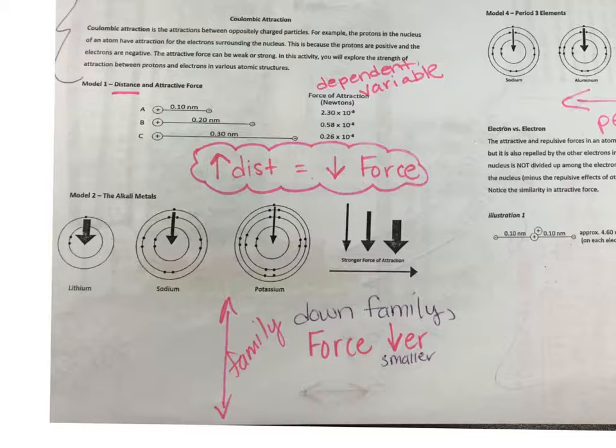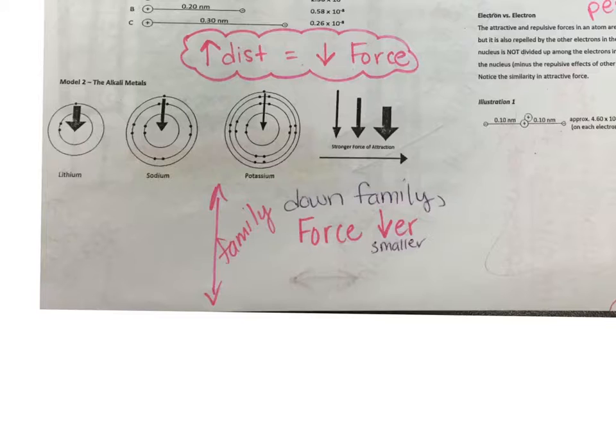Especially for this first one, the first model, where it's talking about your distance. If you hold magnets really close, they're going to try and connect. If you hold them really far away, they're not really attracting each other as much, or you at least don't feel that force. Okay, so as you increase distance, you're going to decrease force. We saw for model 2 that as we moved down the family, that force got smaller. So as you move down a group on the periodic table, the force to those electrons is getting smaller. They're not being held as tightly.